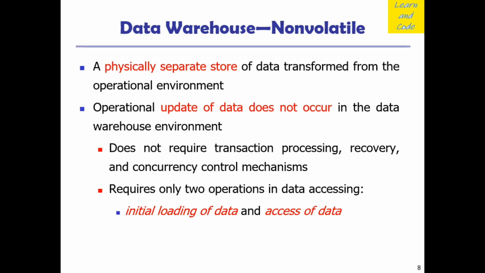Then it should be non-volatile. This is the last property of a data warehouse. So the data must be non-volatile. Non-volatile means we need to store the data for a very long time, right? We are not talking about the current data. We are talking about the historical data. So we need to have a physically separate store of data that is transformed from the operational environment, right? So operational update of data does not occur.